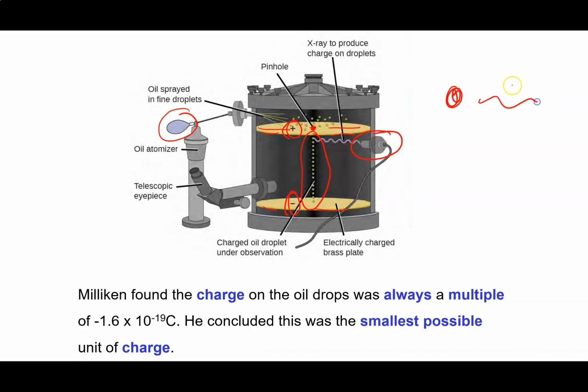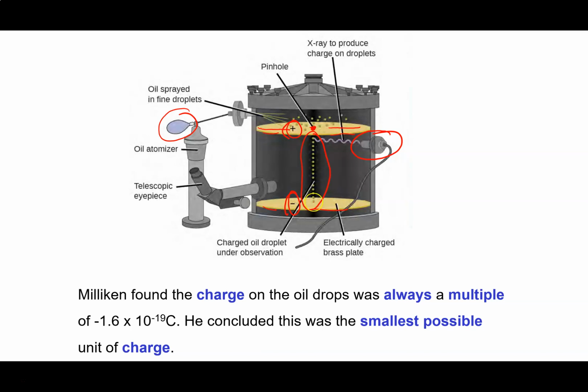But then what Millikan does, which is really, really clever, is he uses X-rays to knock out charged particles, to ionize these oil drops, to knock out electrons from these oil drops, right? And so what he ends up with is a bunch of oil drops falling down that are electrically charged.